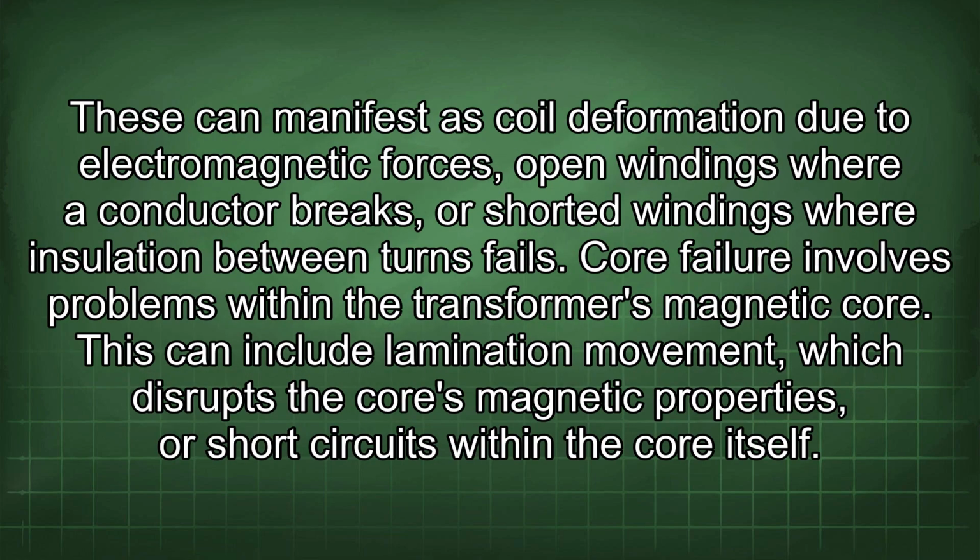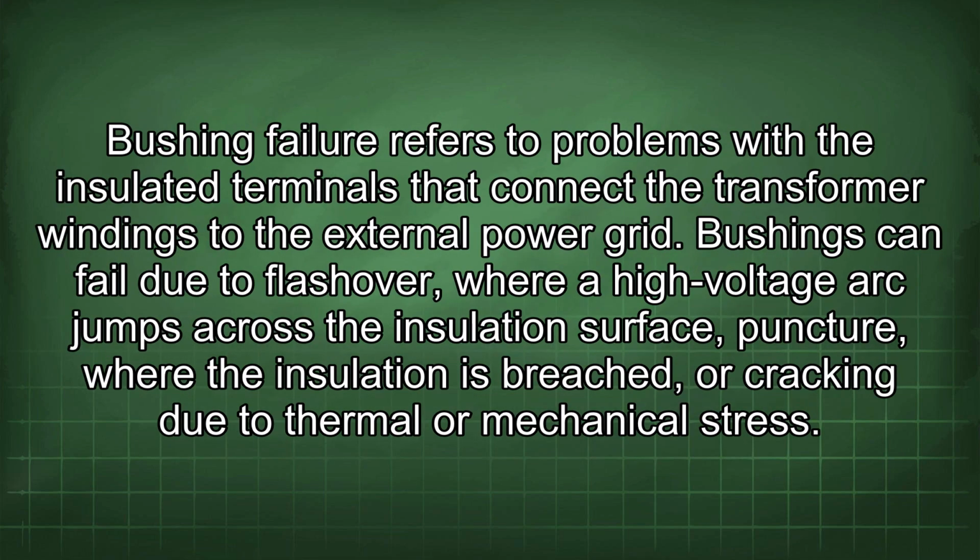These can manifest as coil deformation due to electromagnetic forces, open windings where a conductor breaks, or shorted windings where insulation between turns fails. Core failure involves problems within the transformer's magnetic core. This can include lamination movement, which disrupts the core's magnetic properties, or short circuits within the core itself. Bushing failure refers to problems with the insulated terminals that connect the transformer windings to the external power grid. Bushings can fail due to flashover, where a high voltage arc jumps across the insulation surface, puncture, where the insulation is breached, or cracking due to thermal or mechanical stress.